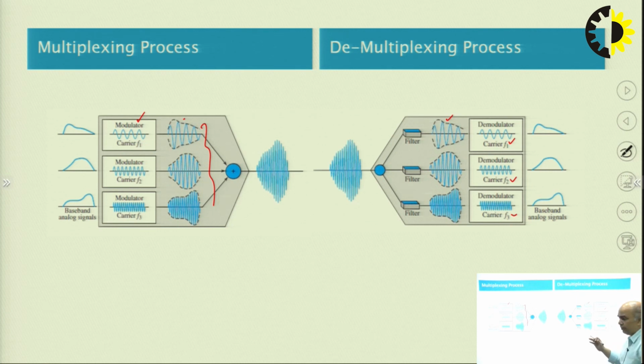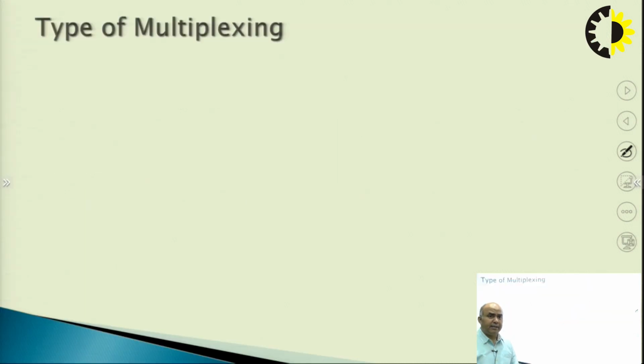So, this is the way, or the process, in which multiplexing and demultiplexing is done over the transmission media. This is the operation of how the multiplexing and demultiplexing process happens in multiplexing techniques. Now we come to the types of multiplexing. As I told you, there are three types of multiplexing we use.